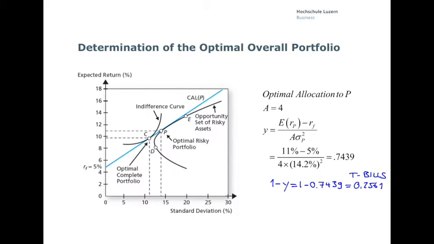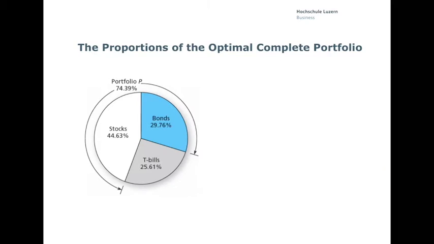So investors will invest 74.39% of his or her overall wealth in the risky portfolio P and 25.61% in T-bills. The proportions of the optimal complete portfolio, with the results computed on the previous slide: 74.39% invested in portfolio P and 25.61% invested in T-bills. The corresponding proportions of invested stocks and bonds can be calculated as follows.